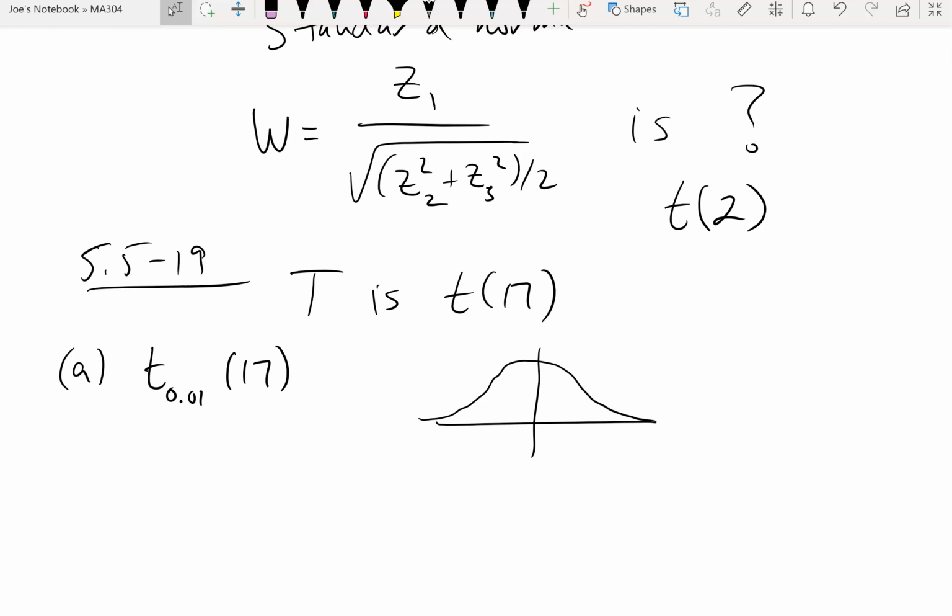All right. So remember that the subscript here is telling you what's in the tail, if I remember correctly. I'm just double checking, make sure they didn't change it from table to table. I can see that happening. So when you have t sub 0.01 of 17, what it means is that this part right here in this tail, that probability is 0.01.